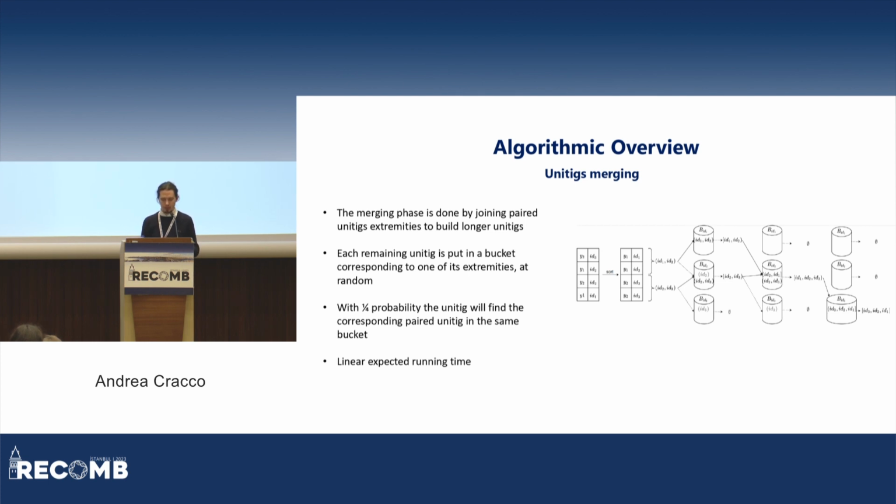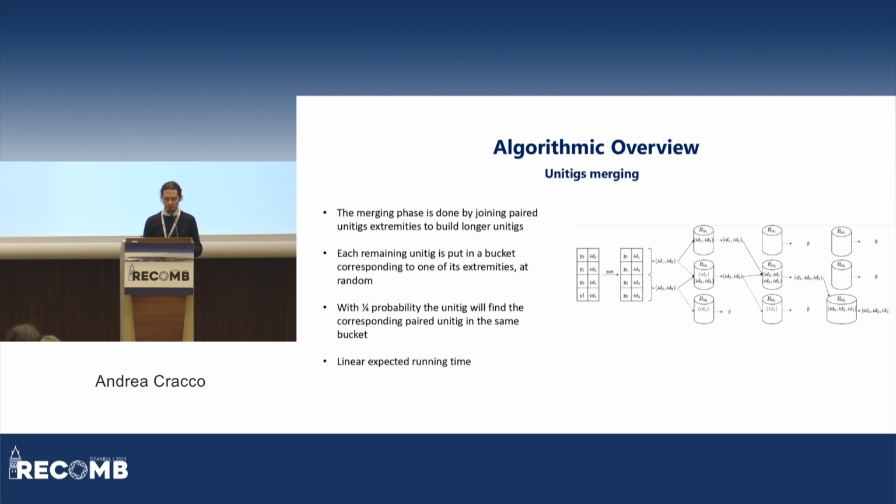And this phase is also meant to be highly parallelizable, because we have these unitigs with some endings that need to be merged together to build the maximal unitigs. And to do that, we take randomly one of the extremities of each unitig. We compute a hash based on the extremity we chose, and then we put the whole unitig in a particular bucket that is indexed by this hash.